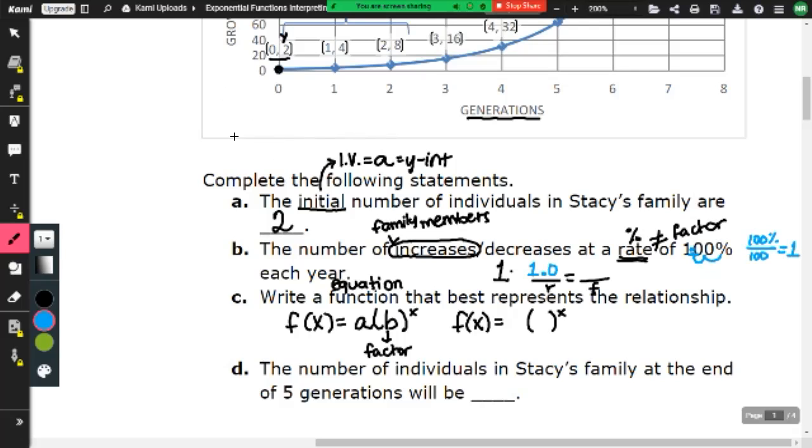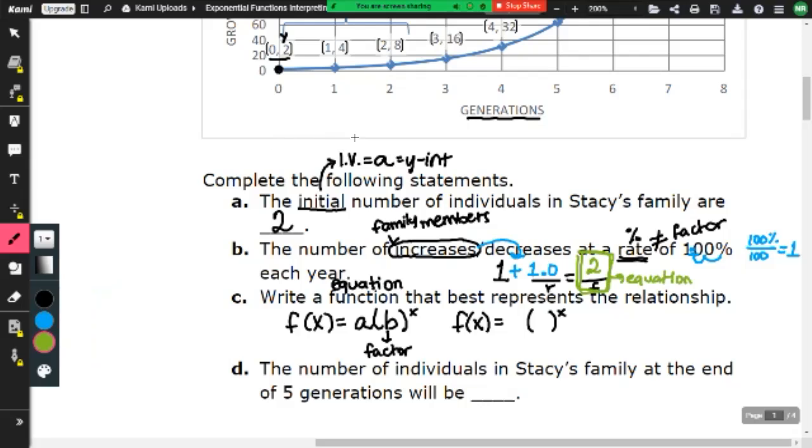Now, because we are increasing, is that going to be 1 plus or 1 minus? 1 plus. We are increasing. Increasing means plus. Okay. Now 1 plus 1 is going to give us what? 2. So this is the number that goes into the equation. The factor goes in the equation.